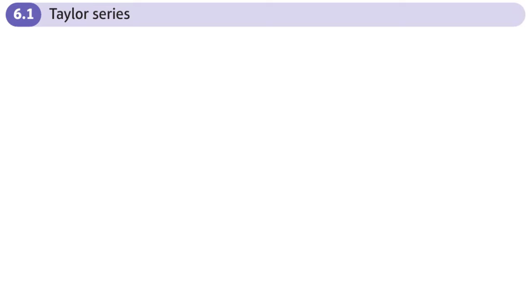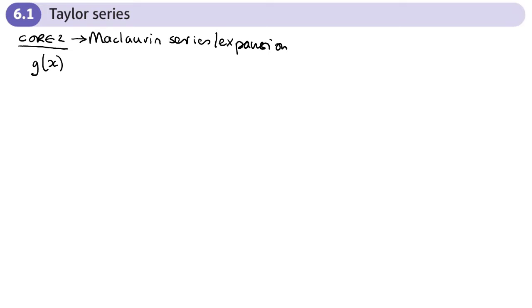This is the first section of chapter 6, which is all about the Taylor series. Now, the first thing we're going to look at is something that you learned in core 2, which was the Maclaurin series or expansion. Okay, and what that expansion looks like is this. So we can take some functions and we can write them as an infinite expansion that looks like this.